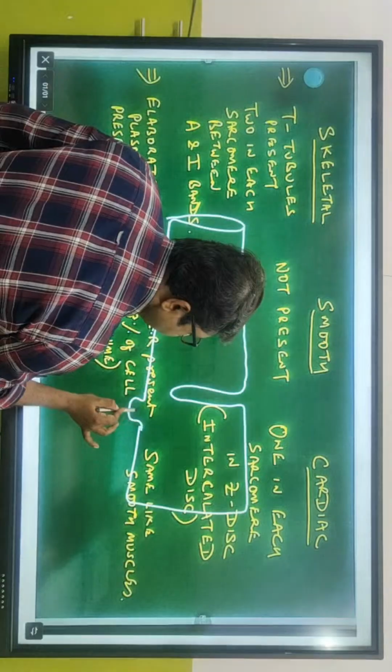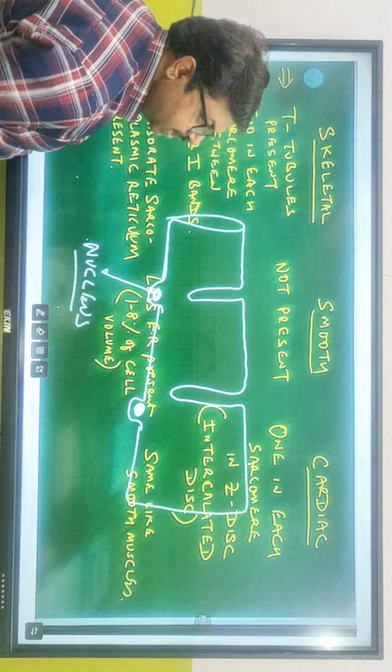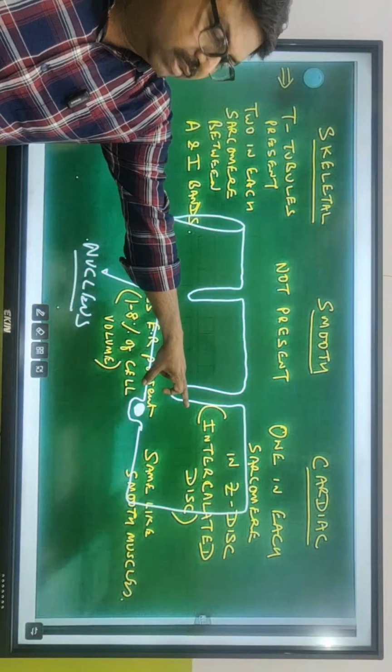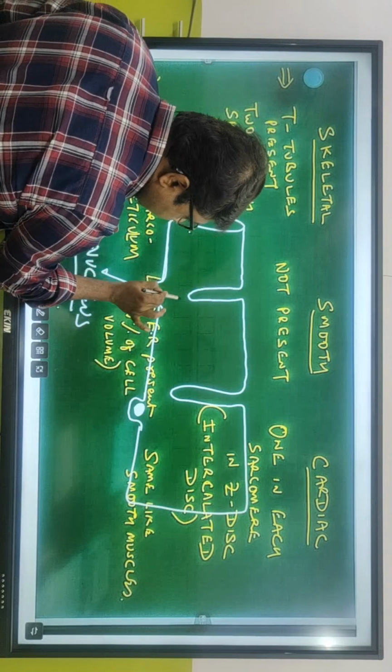What is this present? Nucleus. What are these? Nucleus. ये क्या है? Nucleus है. I am making what? This is a muscle cell. अब muscle cell में can you see the structure which invaginates inside?